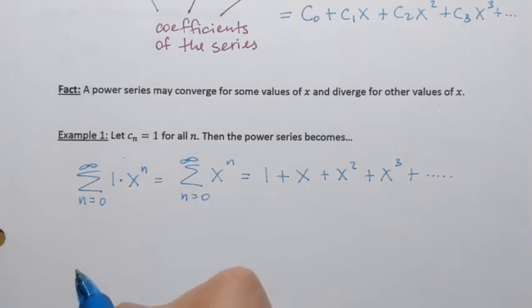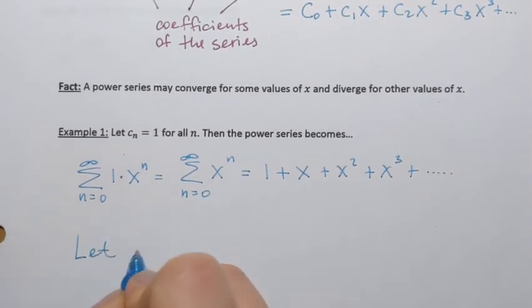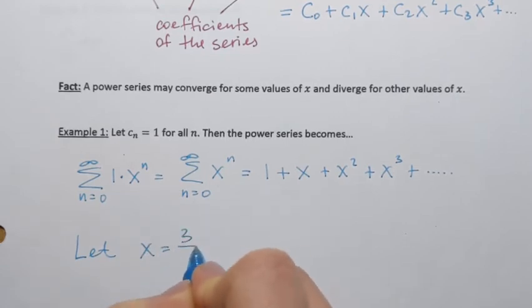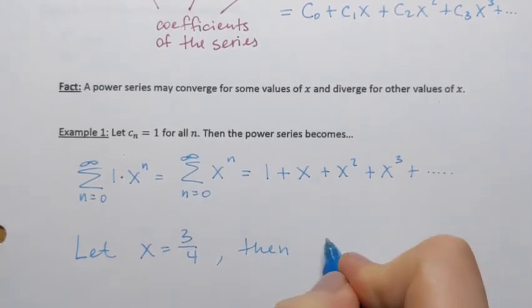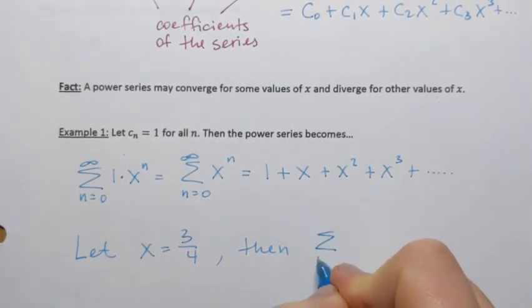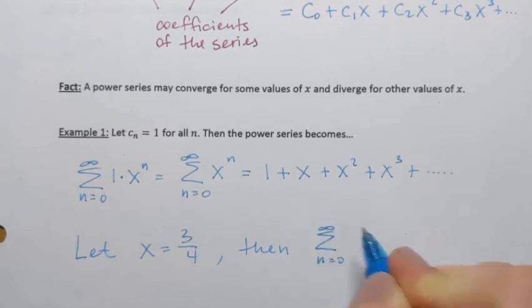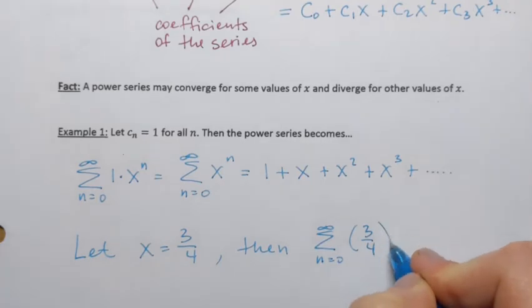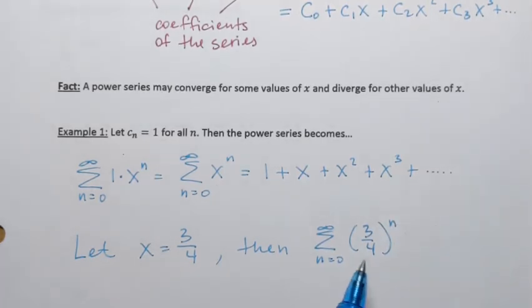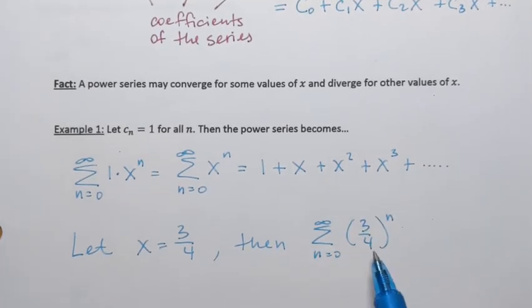For example, let x be equal to 3 over 4. Then the power series has the following form. It goes from 0 to infinity. Instead of x, I'm using 3 over 4. 3 over 4 to the power n. Now, what can we say about the series? Do you recognize it? Well, it's a geometric series.